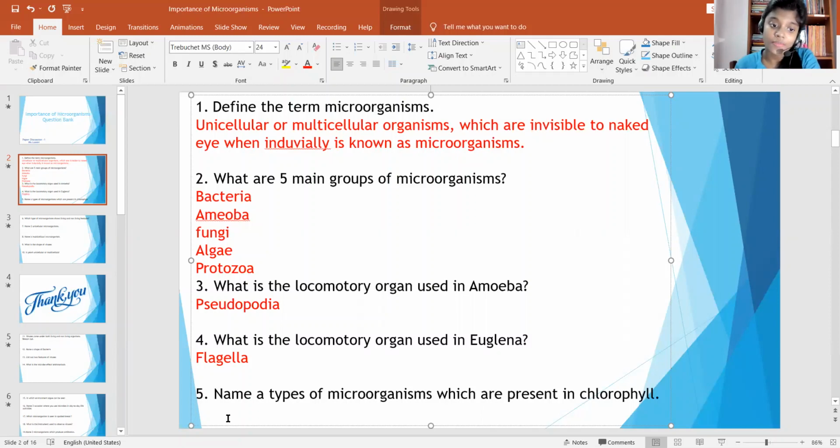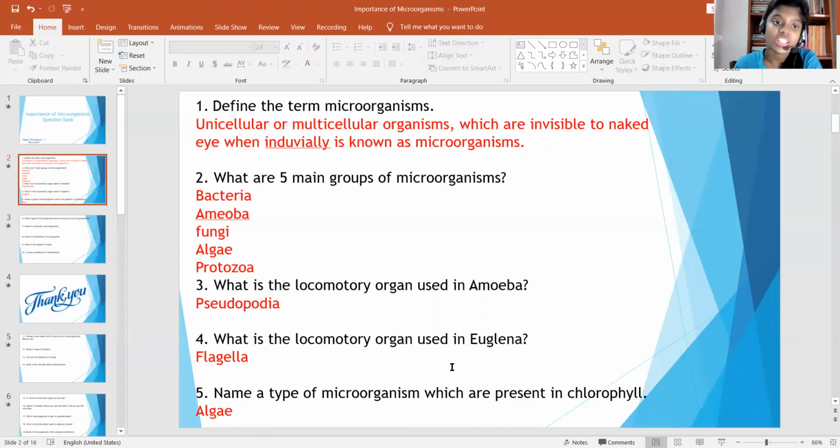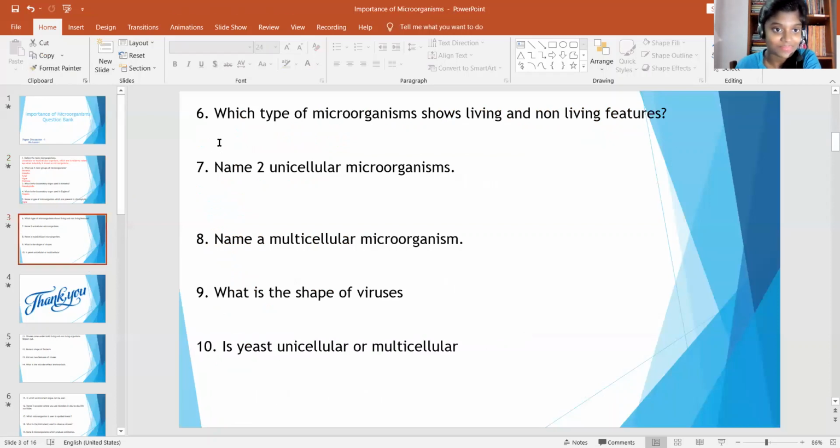Name a type of microorganism which has chlorophyll. Chlorophyll, you know, is in the chloroplast, a green color pigment in the microorganism. So normally it is algae. Algae is the microorganism which has chlorophyll. Okay children, now I move to the sixth question.